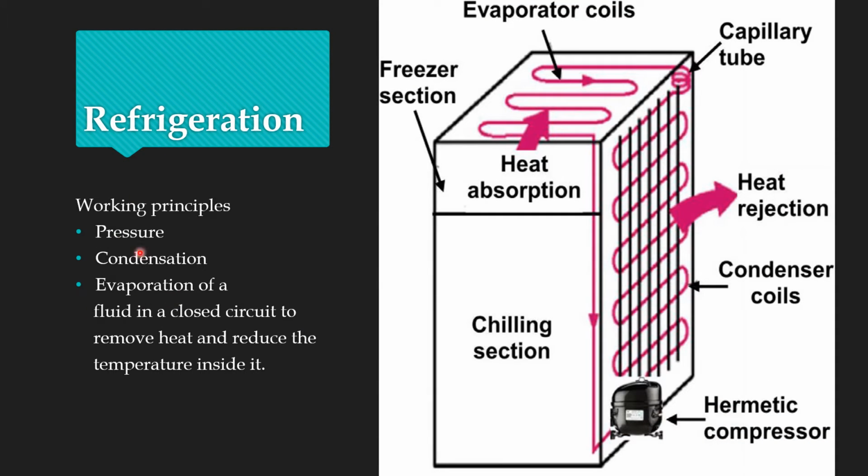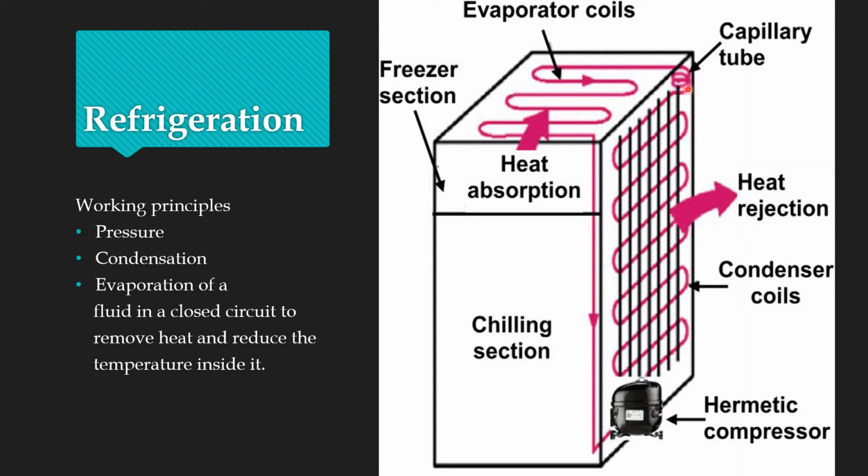This is the refrigeration cycle. The working principle is based on these principles. Pressure is developed in the compressor. Then the compressed gas, R134A, which we now use in fridges, goes to the condenser coil, where it gets cooled with the normal atmospheric air present in the kitchen or where the fridge is placed. Here the heat is rejected and the temperature is reduced.